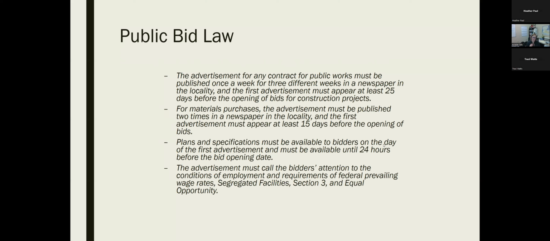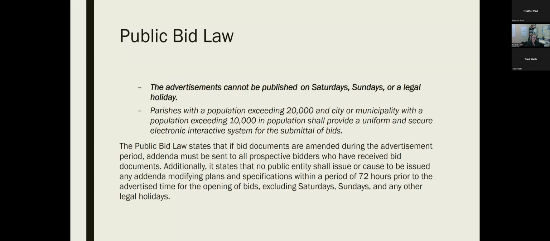The advertisement must call bidders' attention to the conditions of employment and requirements of federal prevailing wage rates, segregated facilities, Section 3, and equal opportunity. The advertisements cannot be published on Saturdays, Sundays, or a legal holiday. And parishes with a population exceeding 20,000 and a city or municipality with a population exceeding 10,000 must provide a uniform and secure electronic interactive system for the submittal of bids.